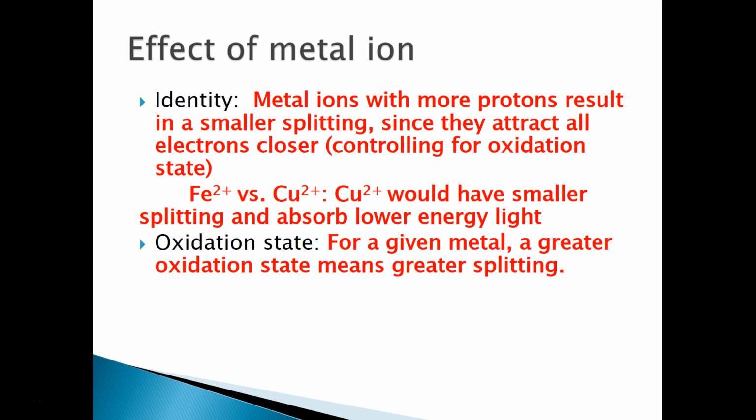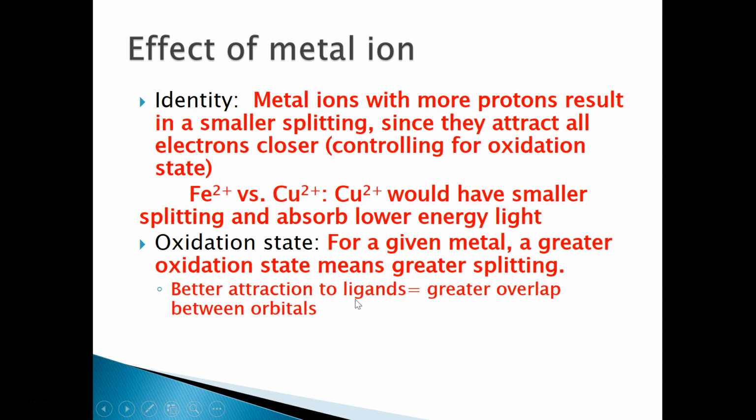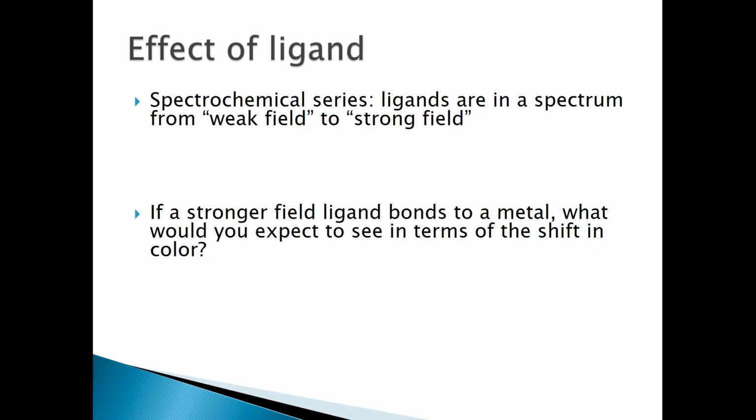All right, and then also oxidation state. So for a given metal, a greater oxidation state will mean greater splitting. And that happens because as the oxidation number increases, it means that the cation is more positive. So it'll have greater attraction to all of the electrons and pulls them closer together. Well, when you pull the electrons closer together, that actually increases the electron-electron repulsion, which will increase the amount of splitting. So copper 2 will have a greater splitting effect than copper 1.